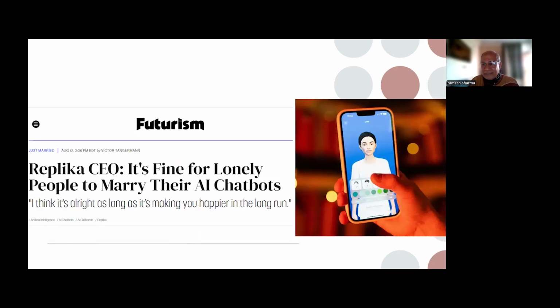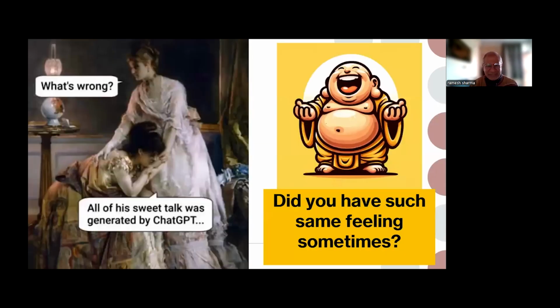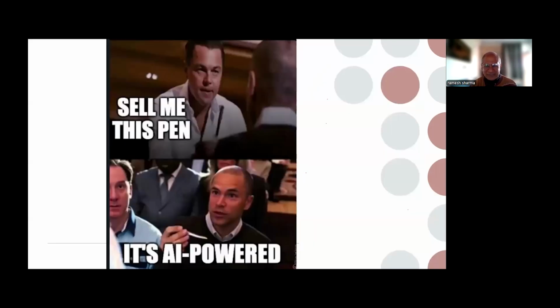Then other things are happening. Replika CEO: it's an AI app. Many people who want some companionship use this AI. And this is quite interesting. It is fine for lonely people to marry their AI chatbots. People are doing all kinds of things. And if you have the same feeling sometimes, what happened, all of its sweet talk was generated by ChatGPT. Like, see how people are using it.